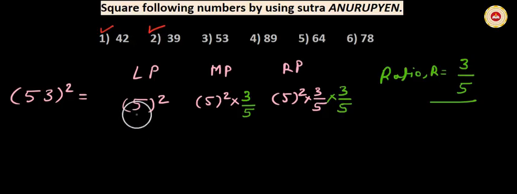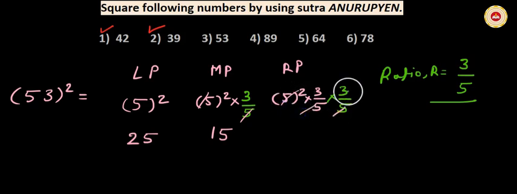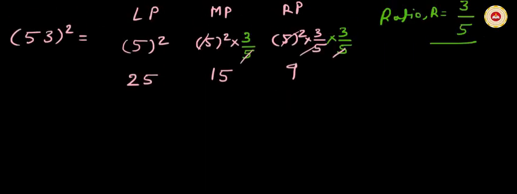Now let us solve it. 5 squared is 25. There are two 5's. Square means 5 multiplied by 5. So let us cancel one 5. That is 5 multiplied by 3 is 15. Now there are two 5's. 5 multiplied by 5. Square of 5. So let us cancel these two 5's. 3 multiplied by 3 is 9. We have obtained three parts.